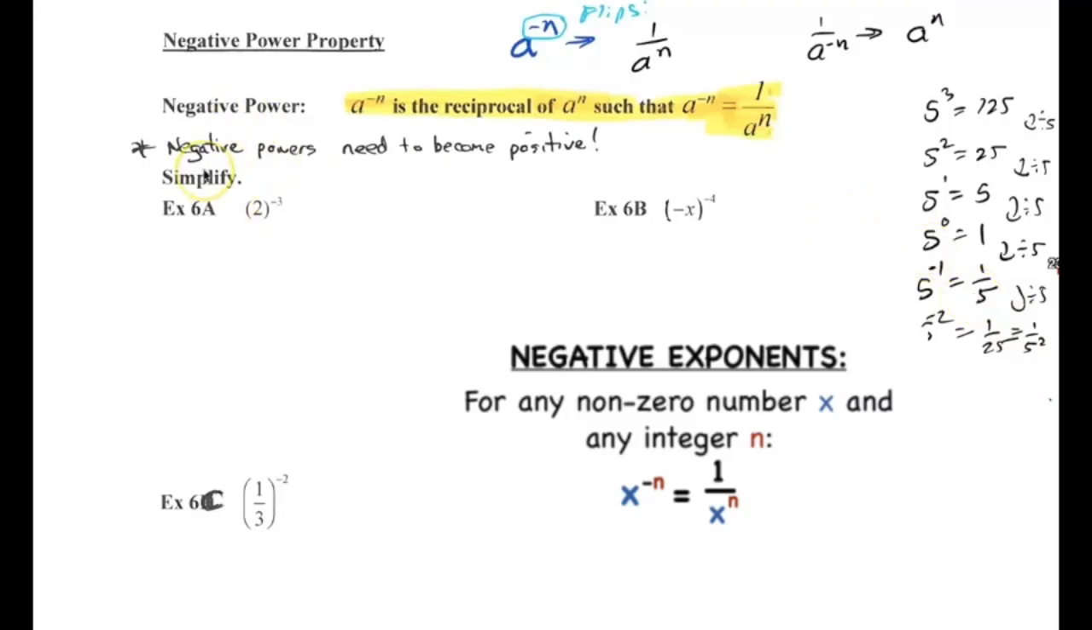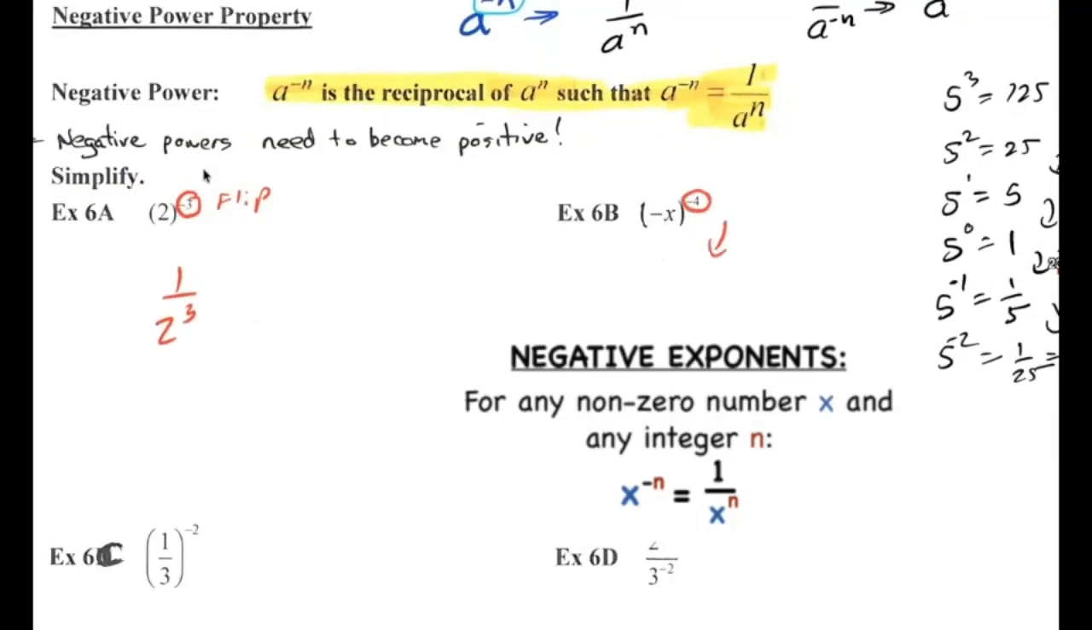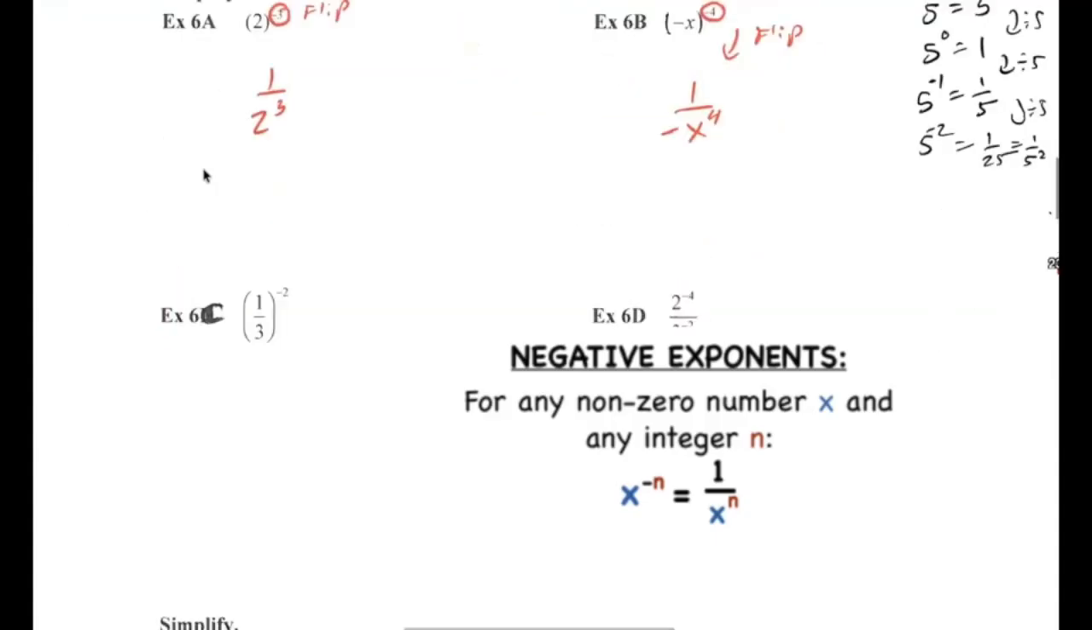So if I was doing this one here, that's a negative power. So I'm going to flip the base. That becomes 1 over 2 to the third. Sitting over here, it just flips the base. 1 over negative x to the fourth. It is flipped already. It's already a fraction.